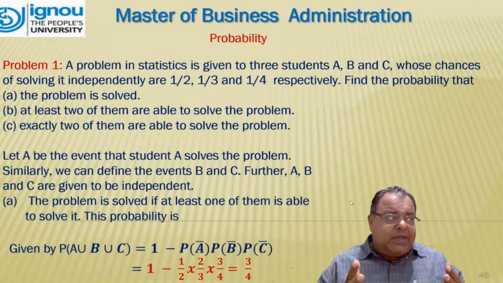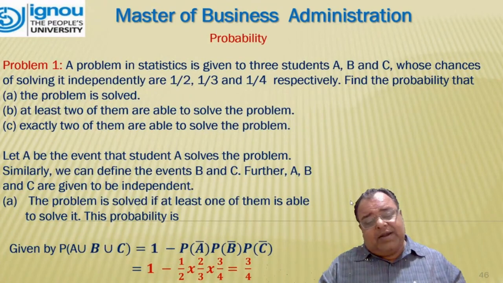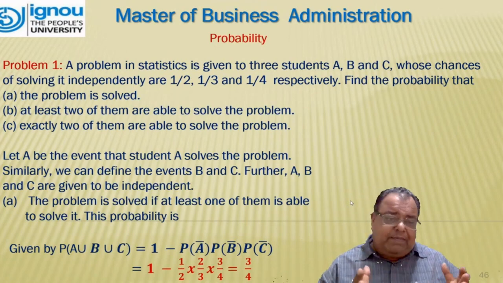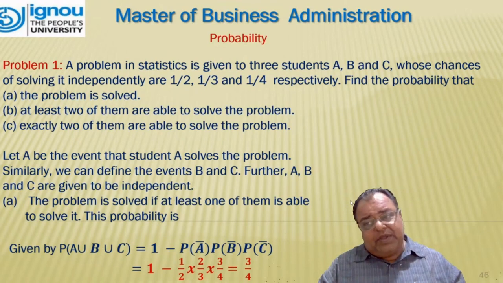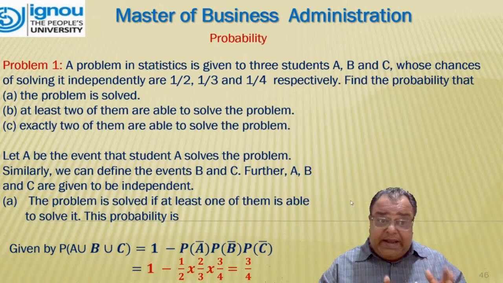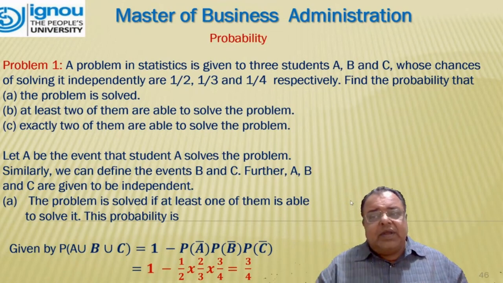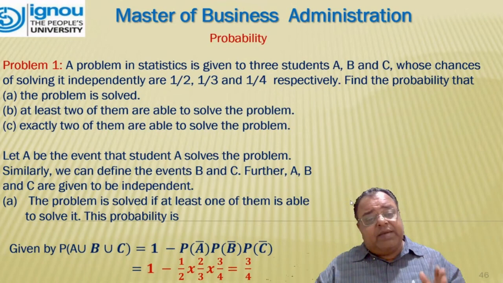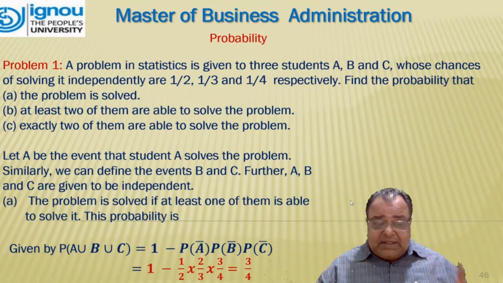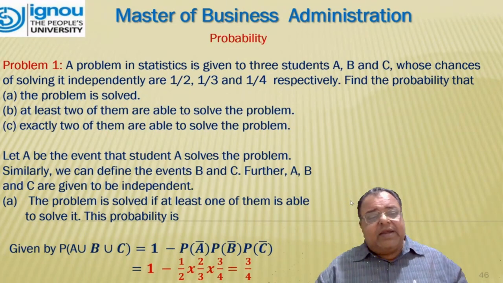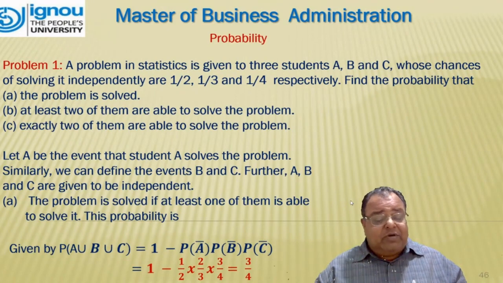Now, the most important part, the problems related to probability. A problem in statistics is given to three students, A, B, and C, whose chances of solving it independently are 1 by 2, 1 by 3, and 1 by 4 respectively. Find the probability that the problem is solved. Second, at least two of them are able to solve the problem. And the third is exactly two of them are able to solve the problem.